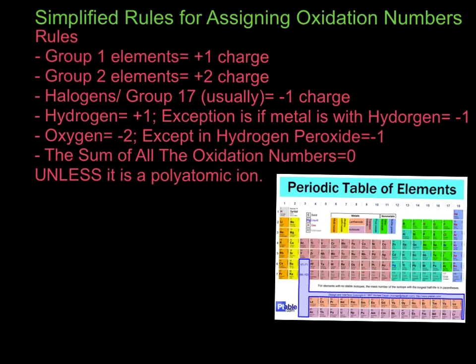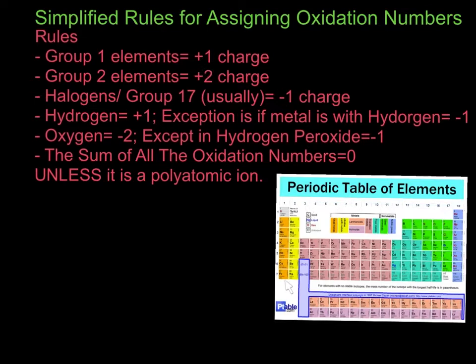Alright, so before we get into those really intense problems saying, assign the oxidation numbers to something like KNO3, it's vital that you know the rules first. That's how I learned them: here are the rules, and then let's move on from there. So let's look at our first rule. Elements that are in group 1, right there, have a +1 charge. Kind of self-explanatory.